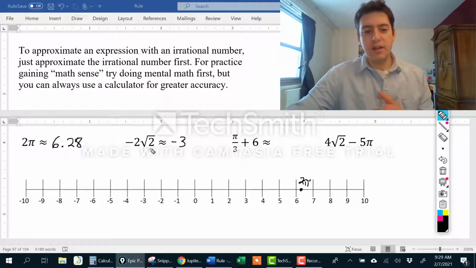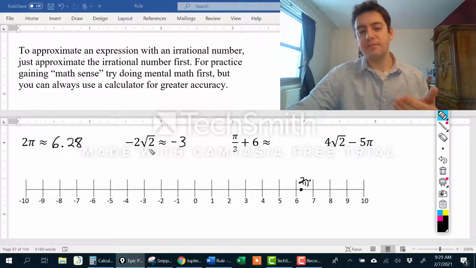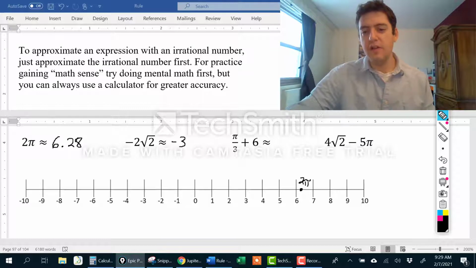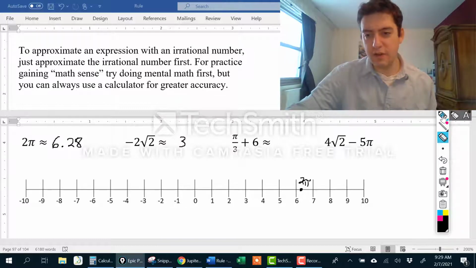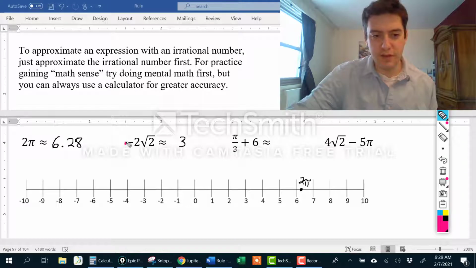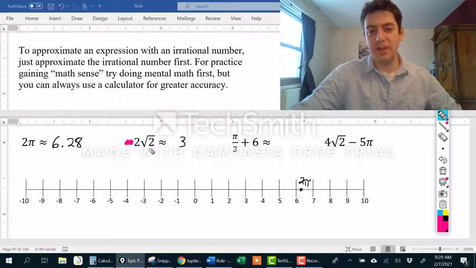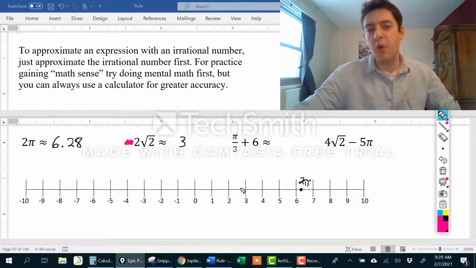But I know that the square root of 2 is actually a little bit less than 1.5. So let me just ignore the negative here for a second. Since the square root of 2 is actually a little bit less than 1.5, which is what I used for my approximation, I know that 2 times the square root of 2 is going to be a little bit less than 3. It's going to be 2 point something. So it'll be in between 2 and 3 somewhere.